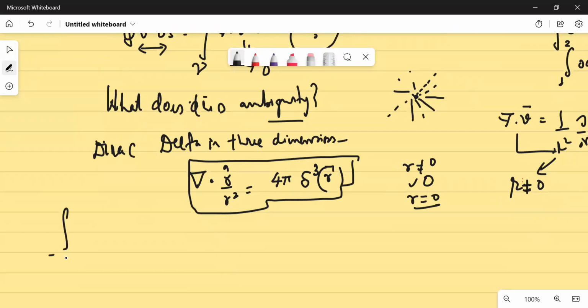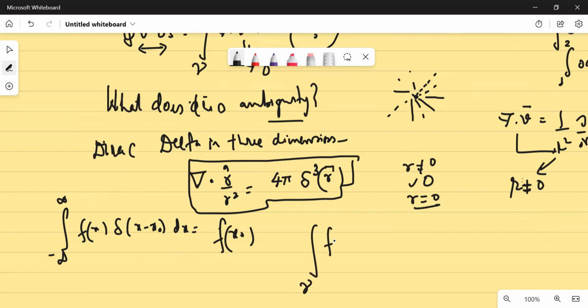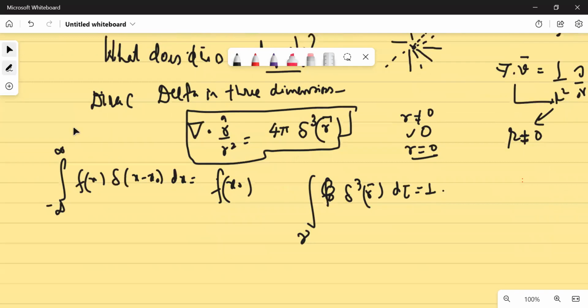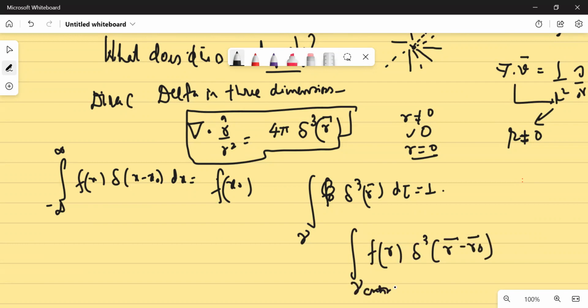So you know that the integral from minus infinity to plus infinity of f(x) Dirac delta of x minus x naught, in a single variable integral, gives you f(x naught). Similarly, if I want to integrate over volume, the Dirac delta cube of r vector d tau should give me 1. And similarly, if I have a function f(r), and a Dirac delta of r vector minus r naught vector over the entire space, this should give me f of r naught.